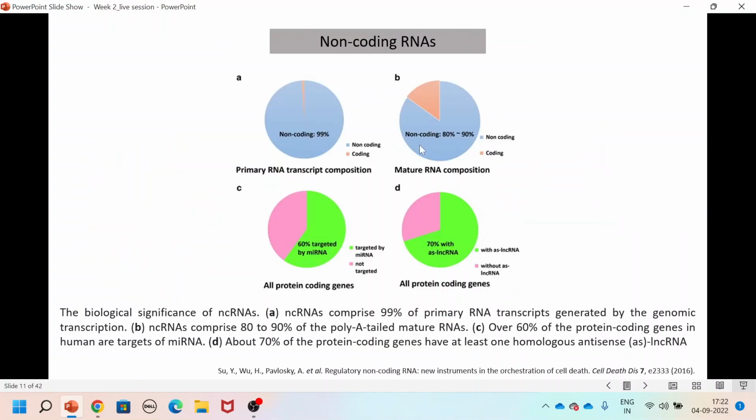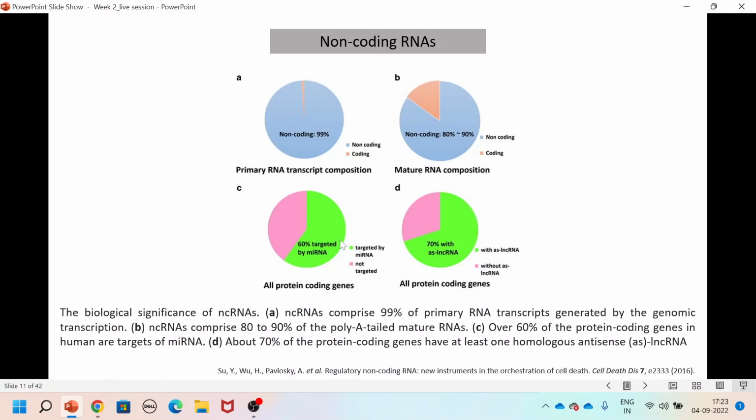So in our genome, not only coding DNAs are present, but there are certain non-coding RNAs which are also present. Figure A here shows that the non-coding RNAs comprise almost 99% of the primary RNA transcripts that are generated by genomic transcription. Besides this, the non-coding RNAs comprise 80 to 90% of the poly-A tailed mature RNAs. Since mature RNAs have a polyadenylated tail, some of these non-coding RNAs also have this poly-A tail, and they comprise 80 to 90% of the mature RNAs.